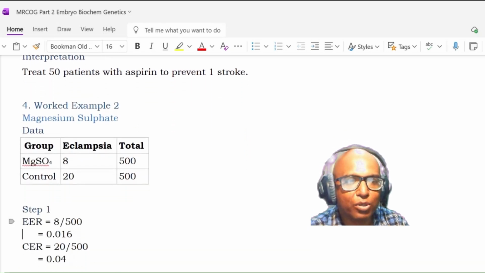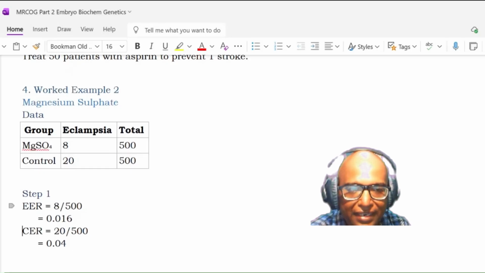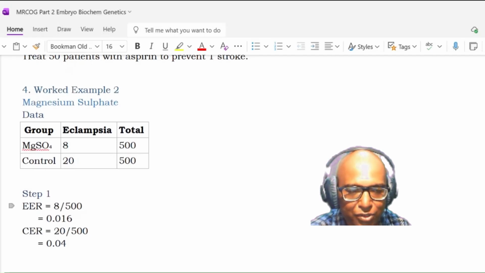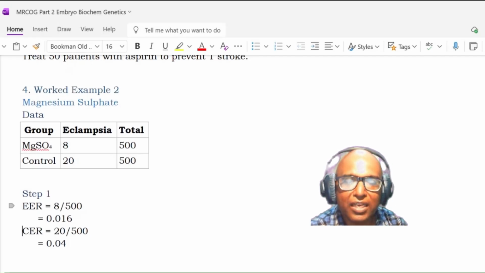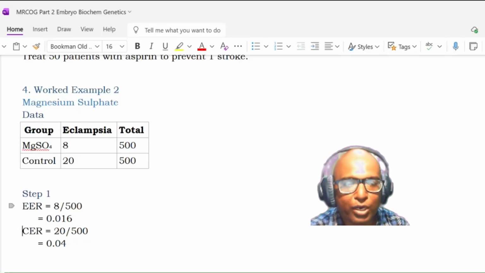Another example is about magnesium sulfate. If magnesium sulfate is given to a group of 500 patients, 8 patients develop eclampsia, while in the control group which did not receive magnesium sulfate, in a group of 500, 20 patients develop eclampsia. What we are going to calculate first is the event rate in both groups. Experimental event rate is 8 upon 500, that is 0.016. Control event rate is 20 upon 500, that is 0.04.